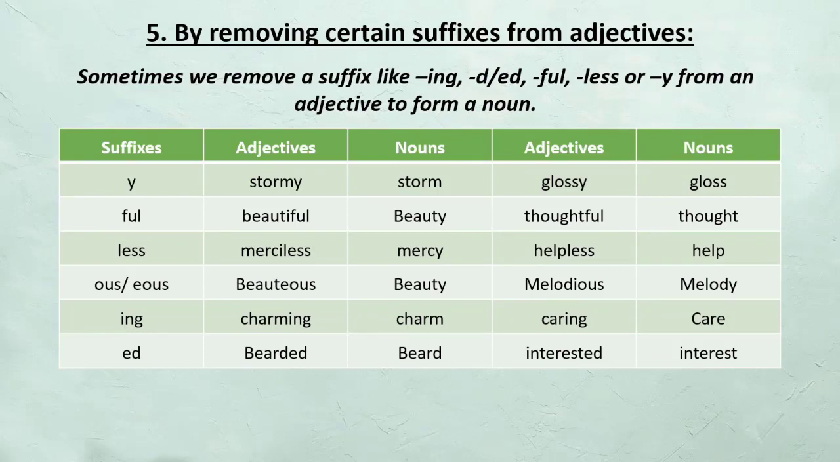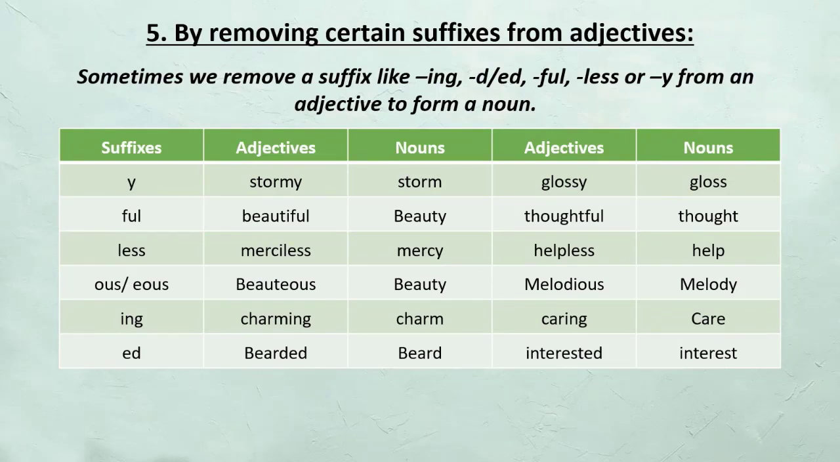The next suffix we are dealing with is OUS or EOUS. So the first adjective is beauteous. In this adjective we will eliminate OUS and replace E with Y. So beauteous becomes beauty. The next adjective is melodious. We will replace I with Y and eliminate the OUS suffix to make the noun melody.